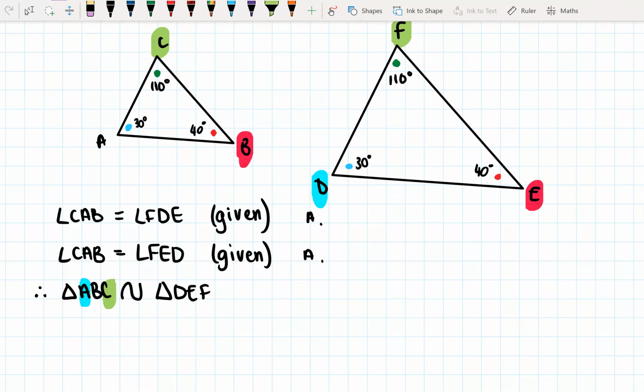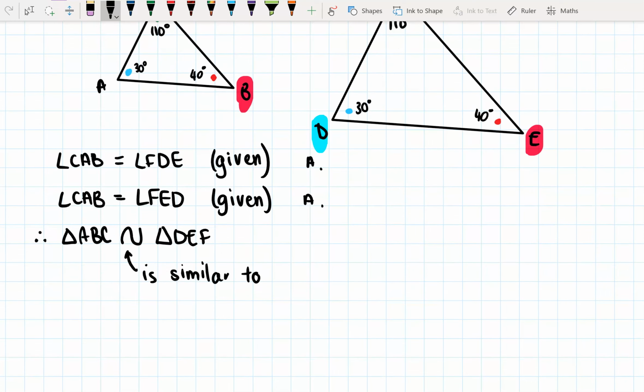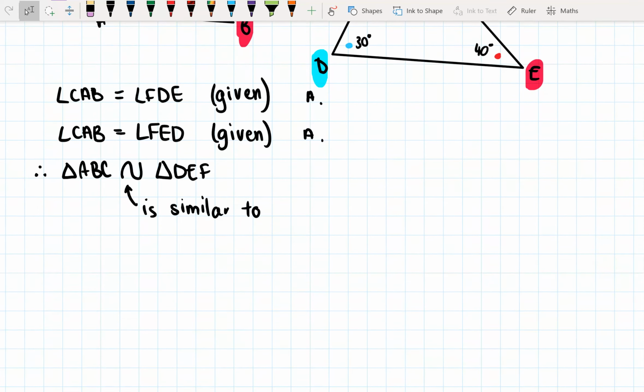So triangle ABC is similar to, that's what that funny wave means. This means is similar to triangle DEF. And as a result of that, we can now find information about these triangles. Now, I would like to do one with you that's maybe a little bit less obvious, just for something interesting, and also where we're going to find a missing side.